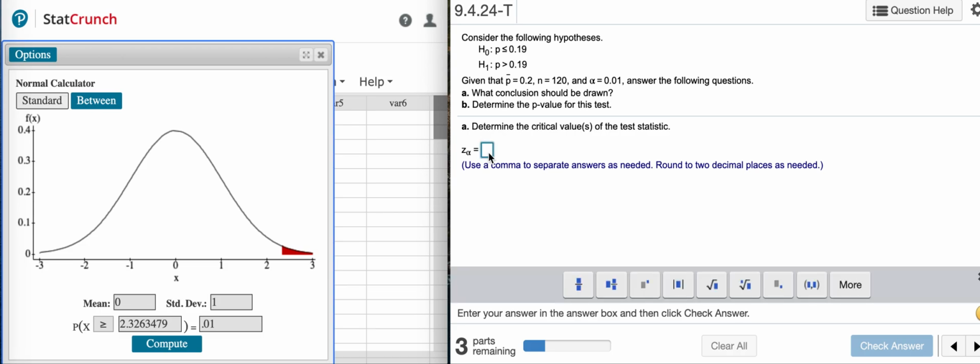So my critical value will be 2.326. It says rounded to 2 decimal places, so 2.33.